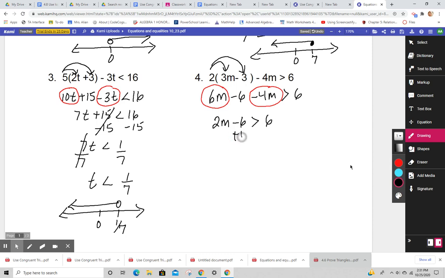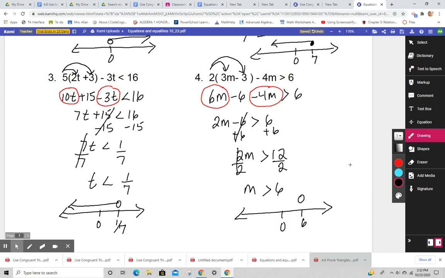Add 6 to both sides. We'll have 2m is greater than 12. We'll divide both sides by 2, and m is greater than 6. Open circle because our solution does not include 6, but anything greater than 6.